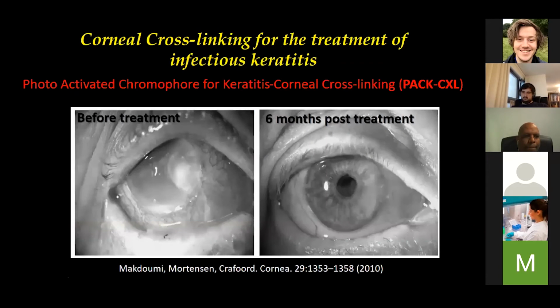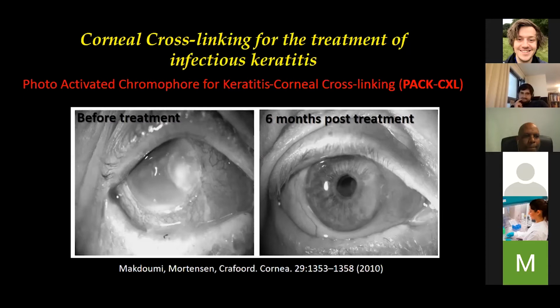So in collaboration with Dr. Avila, we are trying now to optimize the cross-linking protocol of genipin. And also in collaboration with Dr. Pedro Castro, we are trying to better understand the photochemical events associated with this natural cross-linker.